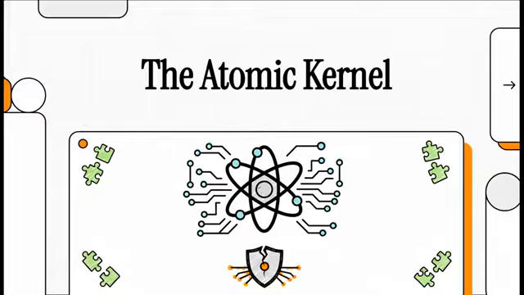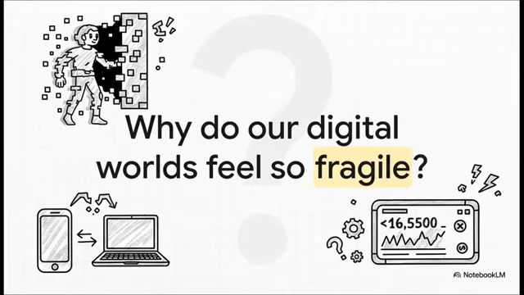Let's jump right in. I mean, you know the feeling, right? It's when your character in a video game just glitches right through a solid wall. Or when your phone and your laptop just refuse to sync up properly. Or, and this is the worst one, that split second of panic when your banking app shows a balance that makes no sense. These aren't just little random bugs. They're actually symptoms of a really deep architectural problem with how we've been building things online for decades.